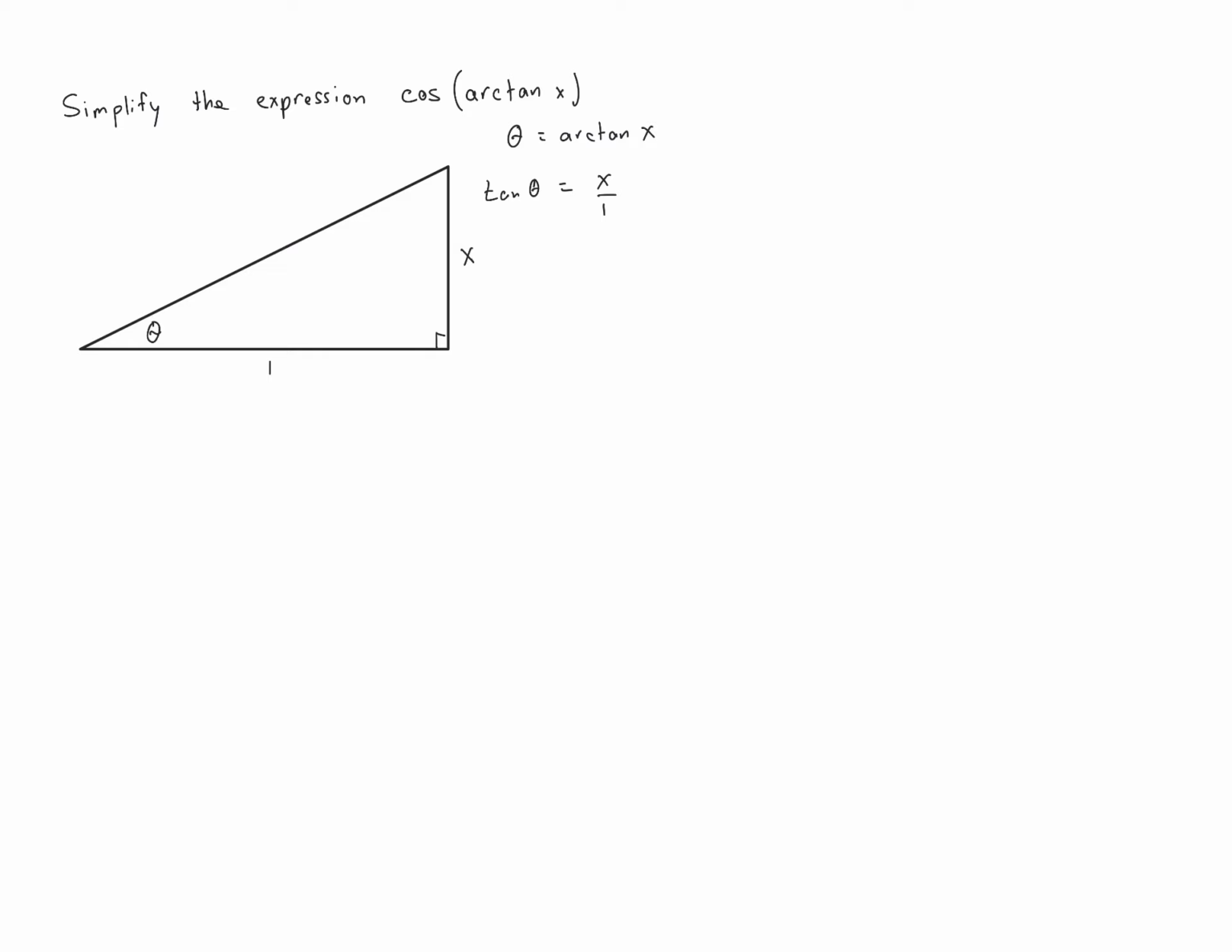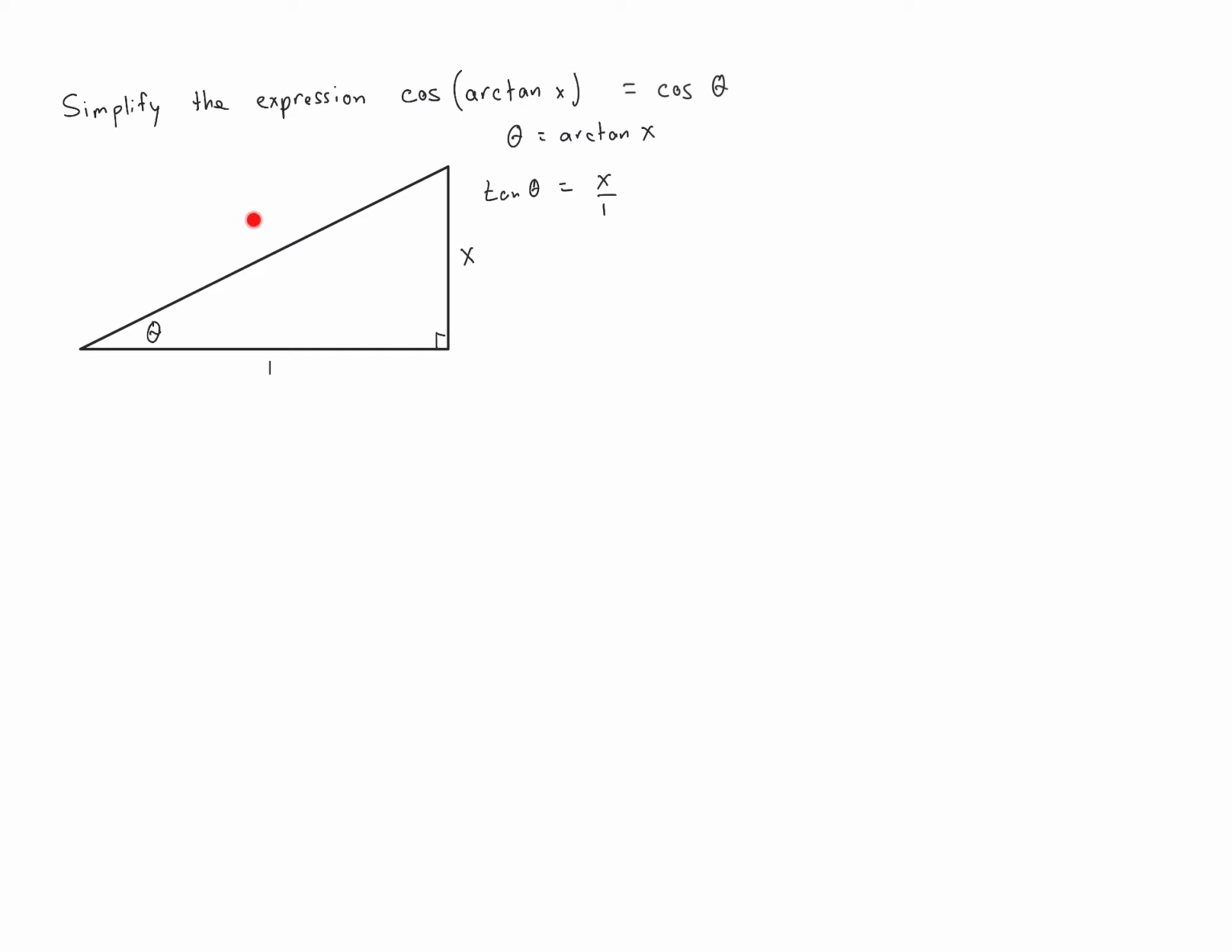And the reason that we do this is because if we want to know cosine of arctangent of x, remember theta is arctangent of x, so all we really need to do is find cosine of this angle theta. But we know that cosine is adjacent over hypotenuse. We know the adjacent side is 1. If we can just find the hypotenuse, we've got our cosine.